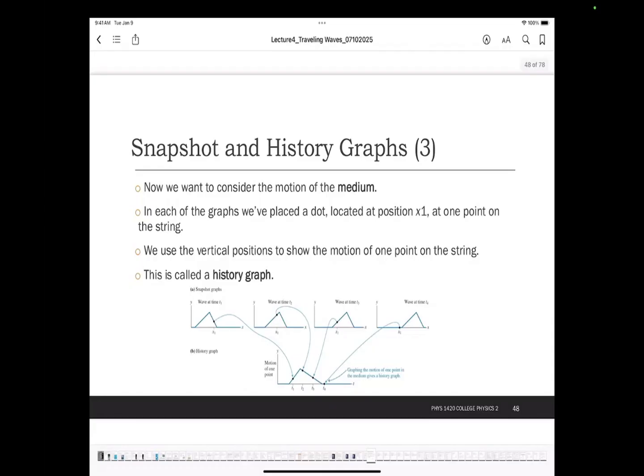Yeah, for example, here there is a wave path, and in this there is a position x1 at one point on the string. We use the vertical position to show the motion of the one point on a string. This is called a history graphic.